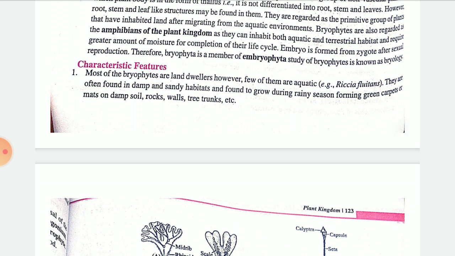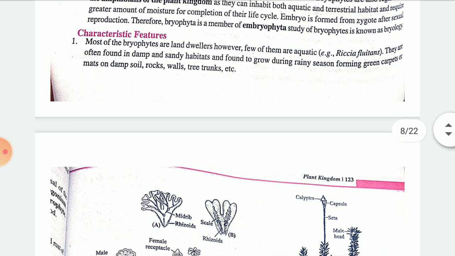It is also a member of embryophyta, and the branch where we study bryophyta is known as bryology. The branch where we study algae is known as phycology or algology. Keep this in mind, children.